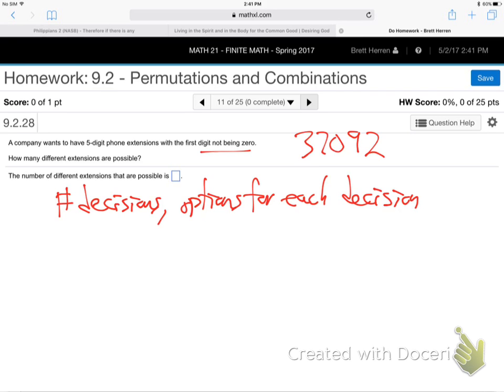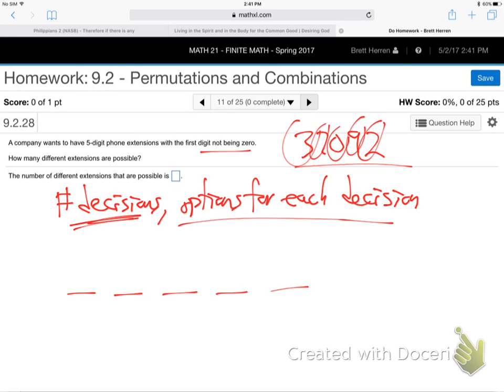Now what I really want to do is find out how many total extensions are possible. Having picked one, go back and ask yourself, how many decisions did I just make, and how many options were there for each decision? So we'll wrap up with this problem. When I picked 37092, how many decisions did I make? Well, 5. I picked a 3, a 7, a 0, a 9, a 2. I made 5 decisions. So for each of those decisions, put a line.